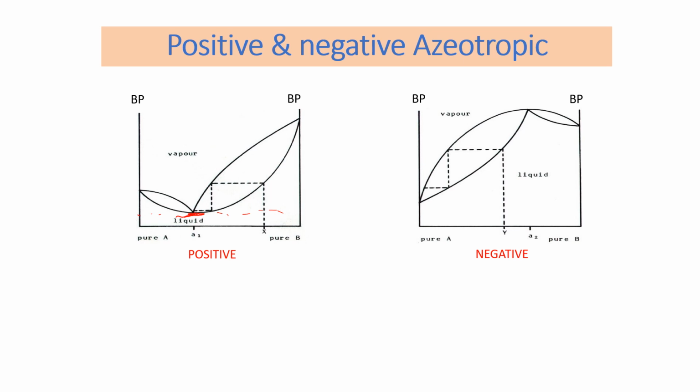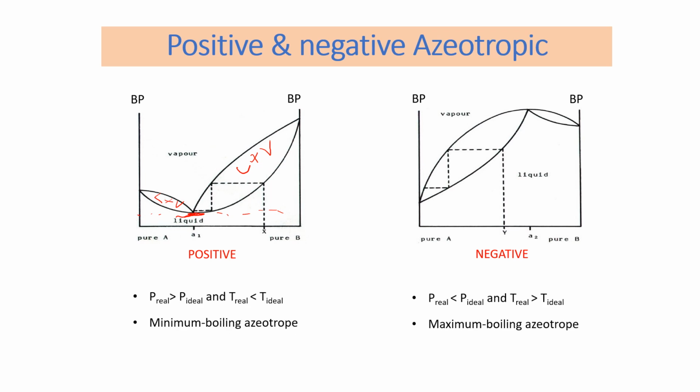And here we have the liquid plus vapor. The same goes for here, liquid plus vapor. So this is what we call the positive azeotropic system, where the pressure of the real or non-ideal mixture is greater than the ideal pressure, and the temperature of the real mixture is less than the temperature of the ideal. The negative azeotropic system is the opposite.